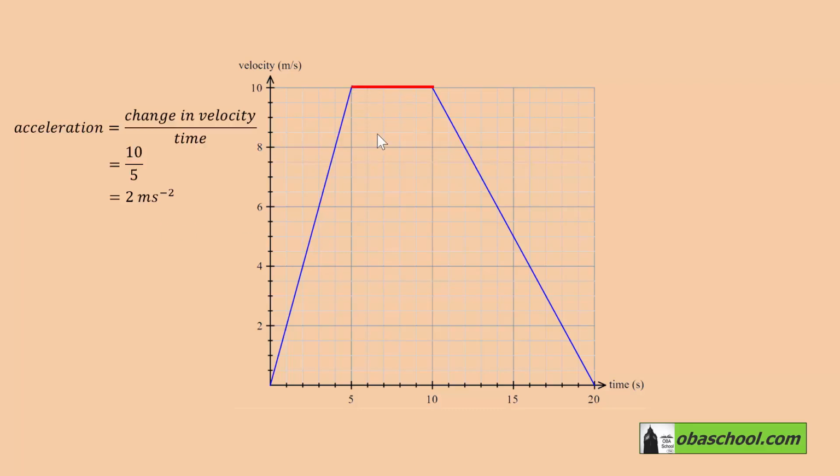If we look along this section, the velocity is constant, so the acceleration would be 0. The object is moving at a constant speed of 10 meters per second along this section, and that's how we know it's not accelerating.